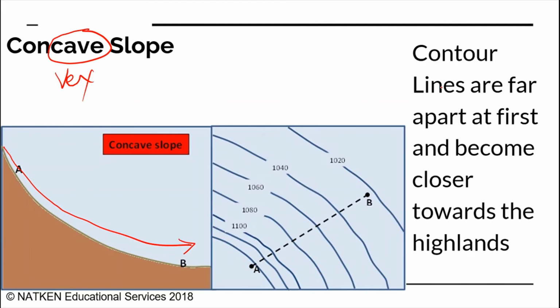In these ones, the contour lines are far apart at first. That is at the base here. We can see how they are far apart at first, and they become closer towards the highland. So far apart here, so it gives you a gentle slope. Closer towards the highland, so it gets a little steep. That would have been your concave slope.